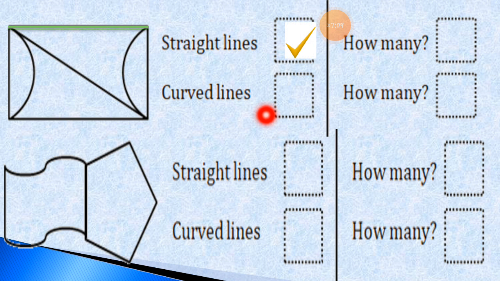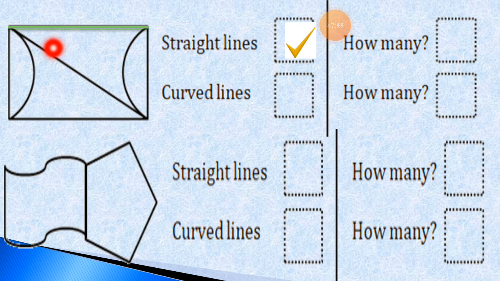So yes, there is a straight line in the picture. If we are saying yes, the next question is how many? So we have to count how many straight lines are there in the picture. So yes, a straight line is there. I put the right sign in the box and the next question is how many. So we have to count.